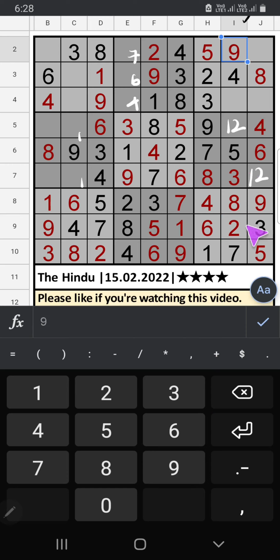Column I we have 2. So 2 can't come in this cell. 2 is confirmed here. Then 1 is here. Column I, only 1 number is remaining, 6. 6 is confirmed here.